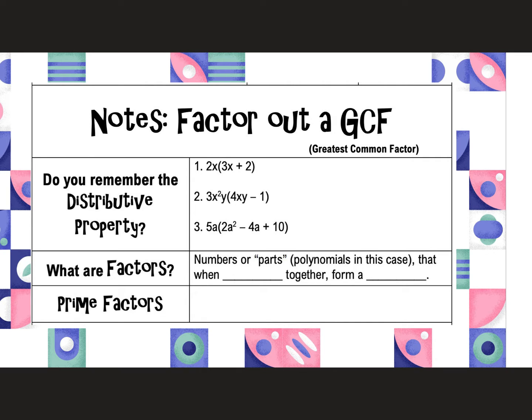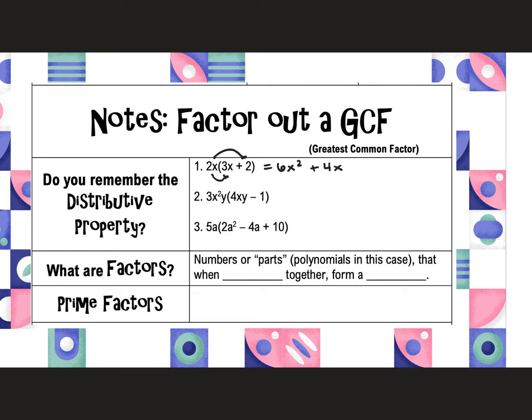Remember, everything inside the parentheses gets multiplied by what's on the outside of the parentheses. Or I should have said the other way: whatever is outside of the parentheses gets multiplied by everything inside of the parentheses. So for the first example, we're going to multiply 2x times 3x and 2x times 2. So 2x times 3x is 6x squared. Remember, using the product rule for exponents, anytime you multiply like bases, you add the exponents. And then you have 2x times 2, which is 4x.